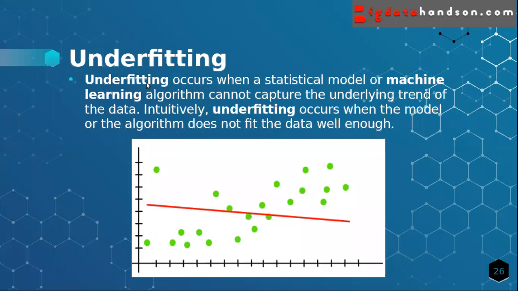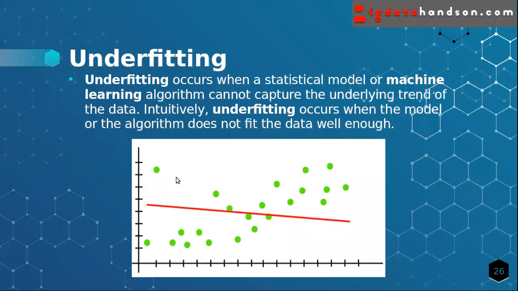The opposite of overfitting is underfitting. The line is not fitted correctly on the training data, that is underfitting actually. Underfitting occurs when a statistical model or machine learning algorithm cannot capture the underlying trend of the data. Intuitively, underfitting occurs when the model or the algorithm does not fit the data well enough. That's when underfitting happens.